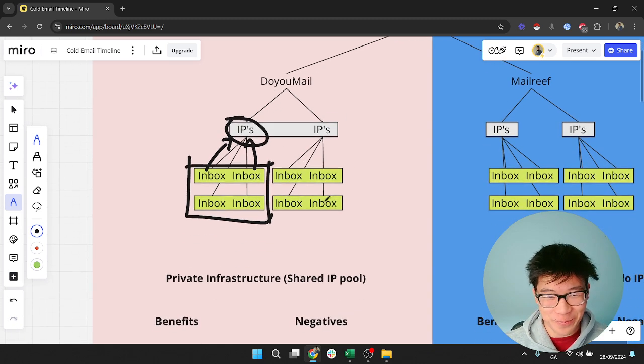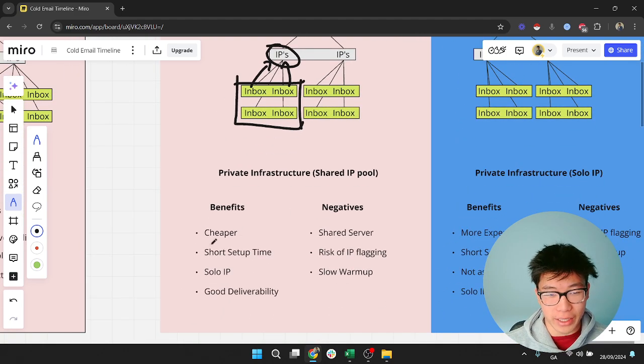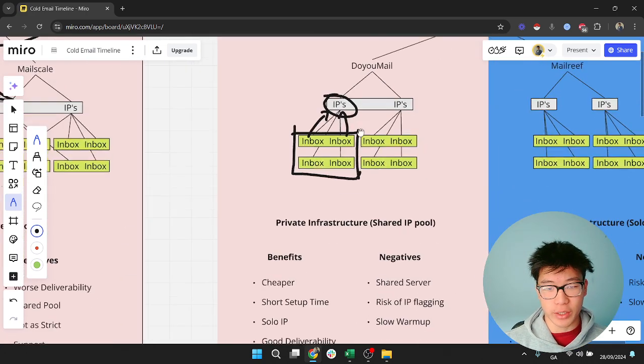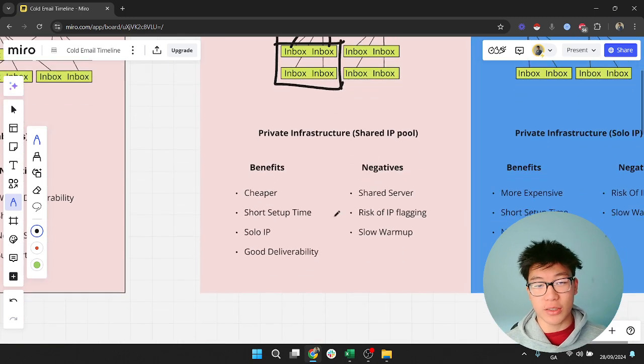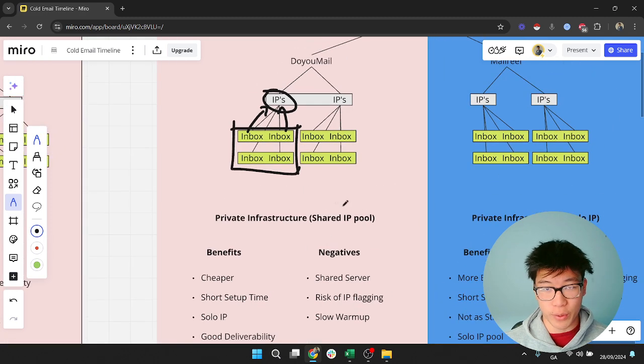Basically, the benefits and the negatives: it's cheaper, and it's a shorter setup time. Again, I think it's longer from my experience than private infrastructure with inboxes. It's also a solo IP, so obviously that's a benefit. It's good deliverability. It's much better deliverability actually because you're the only one on this.